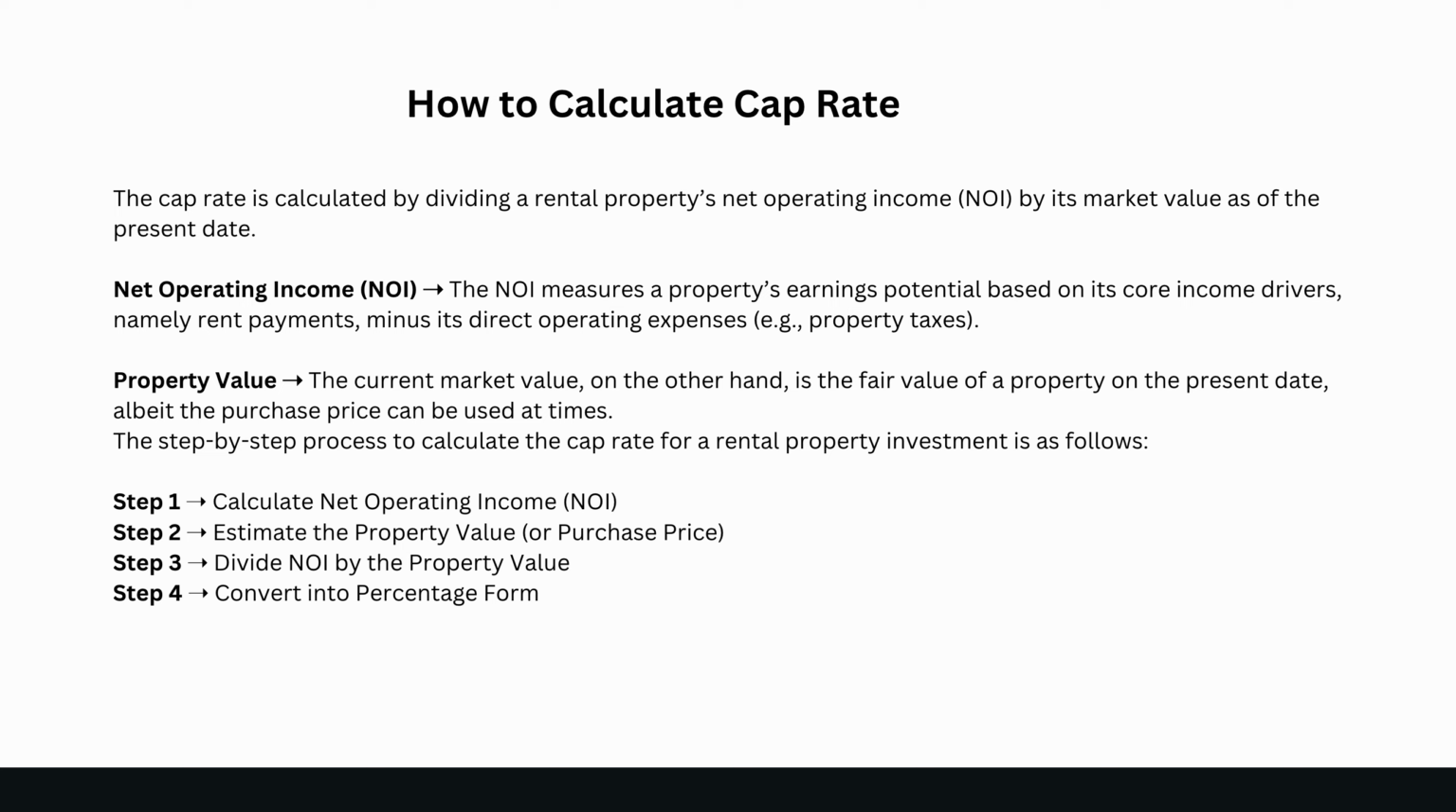What about property value? The current market value is the fair value of a property on the present date, although the purchase price can be used at that time. The step-by-step process: step 1, compute the net operating income; step 2, calculate property value or consider the purchase price; then divide net operating income by the property value and convert it into a percentage. That's all.